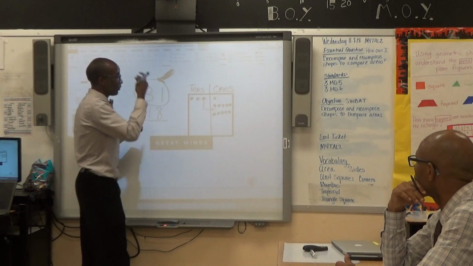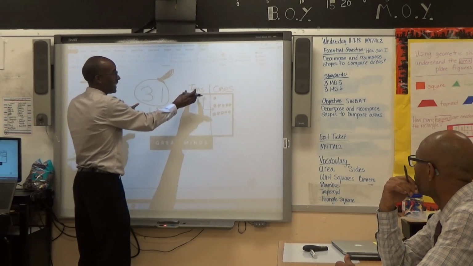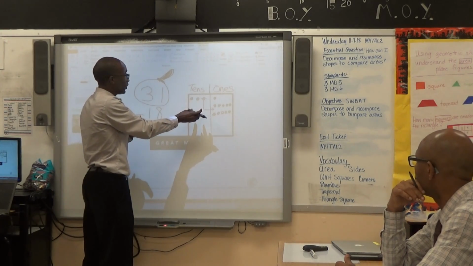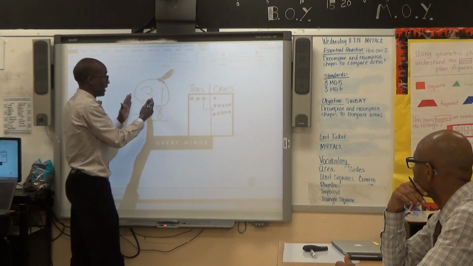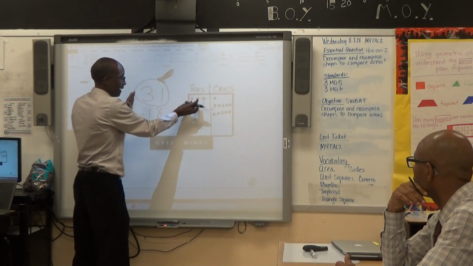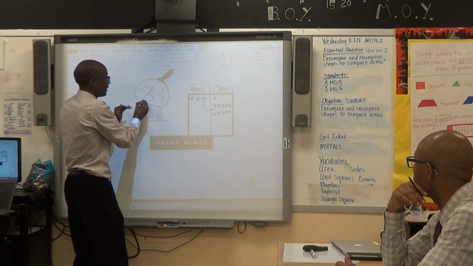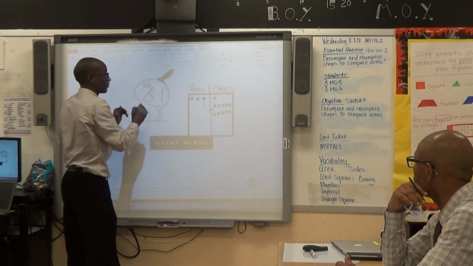How many tens do we have? 2. So we have 2 tens, and we need to show it over here. Our 3 tens became 2, so over here our 3 becomes a 2.